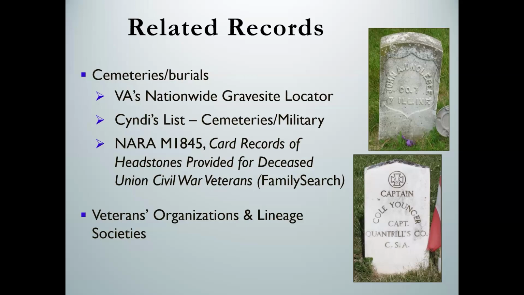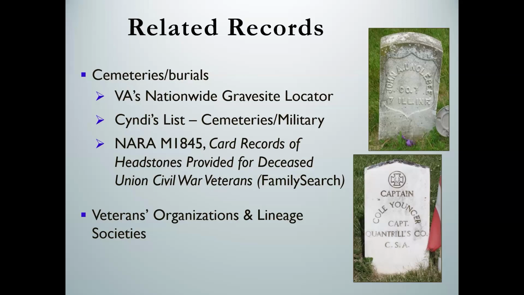On FamilySearch, the National Archives has a film that FamilySearch has digitized. It's card records of headstones provided for deceased Union Civil War veterans. And again, we're distinguishing Union and Confederates because Confederates just didn't have the funds or the ability to have these larger programs available. There's also veterans organizations.